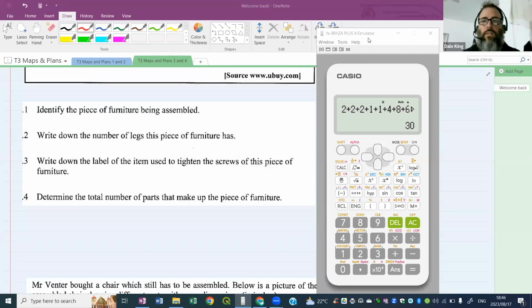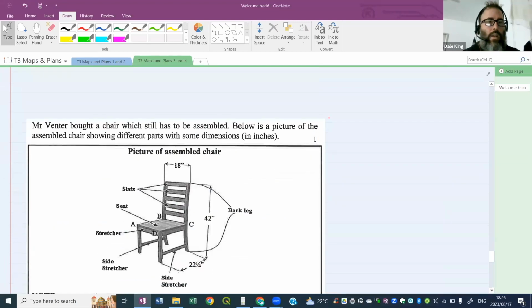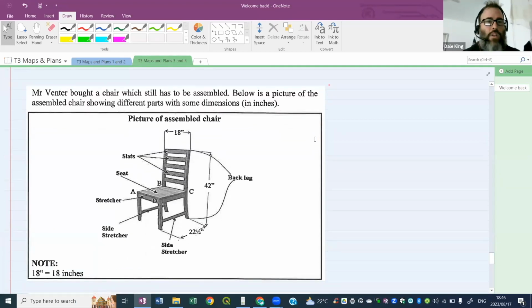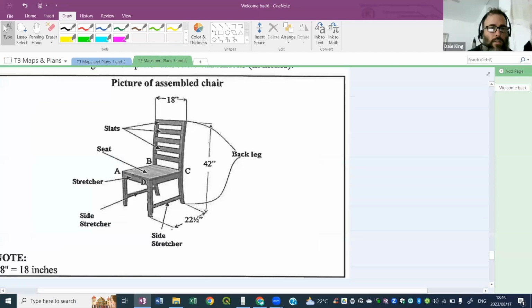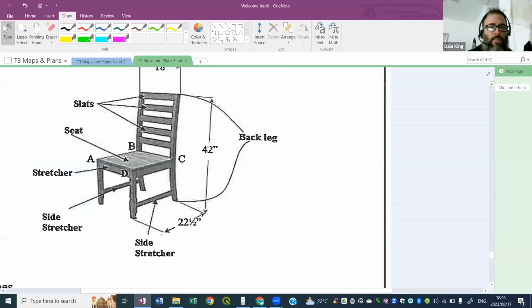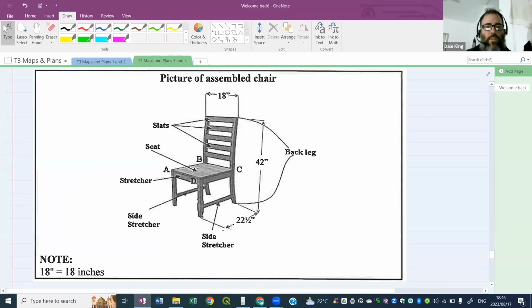Free money. Let's see what else they can throw at us in terms of assemblies. Here we go. Mr. Fenter bought a chair which still has to be assembled. Below is a picture of the assembled chair showing different parts with some dimensions in inches. So there's the assembled chair with labels, and it's got some dimensions to it. Let's see what questions they can throw at us tonight.